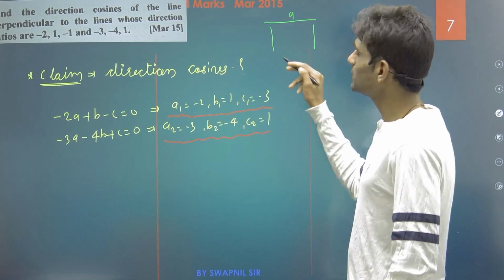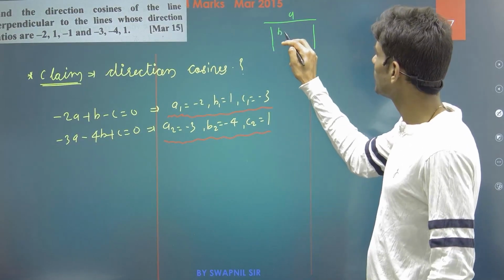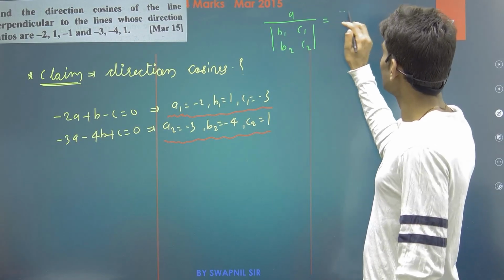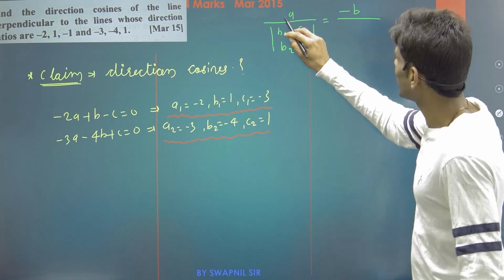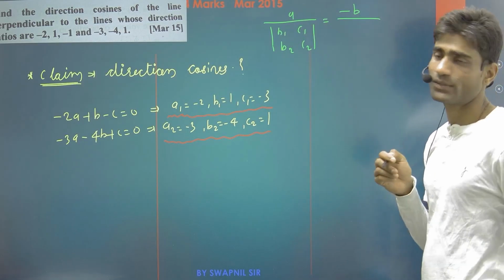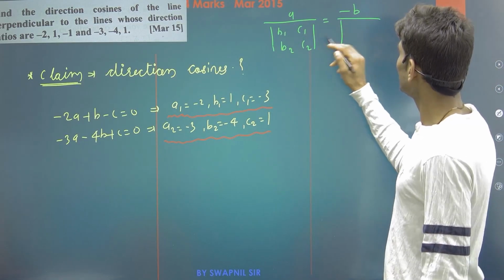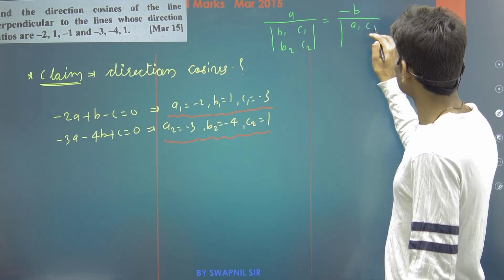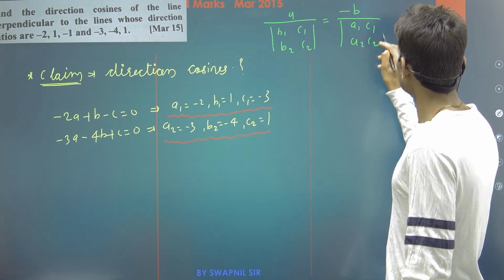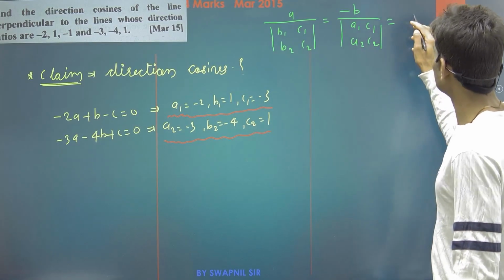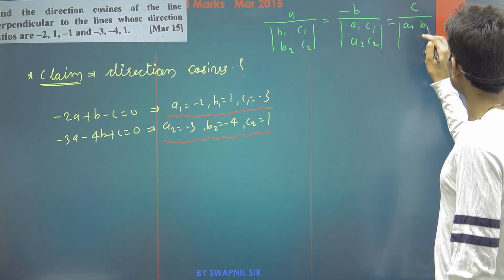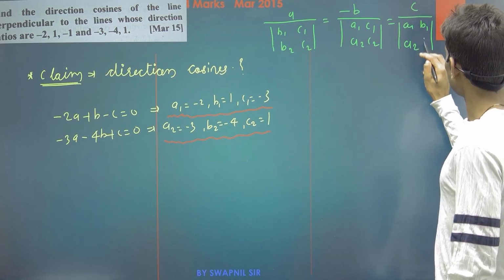So A is the numerator here, so we can take it as B1 C1 B2 C2. Similarly, minus B upon, so we have to take plus minus in this sequence. Similarly, B is the numerator here, so we can write A1 C1 A2 C2 as the part of the denominator, and similarly C upon A1 B1 A2 B2 here.